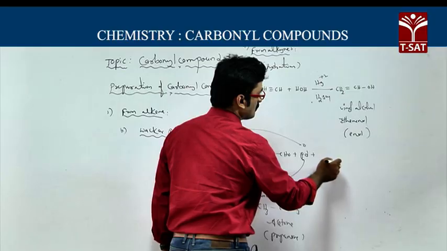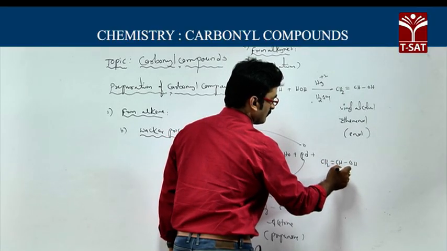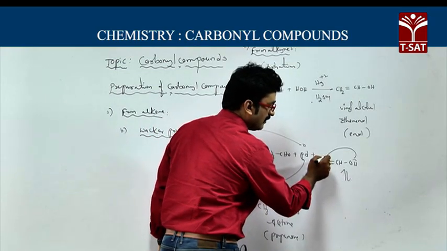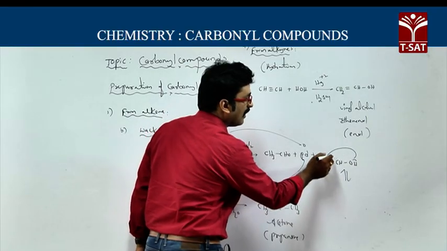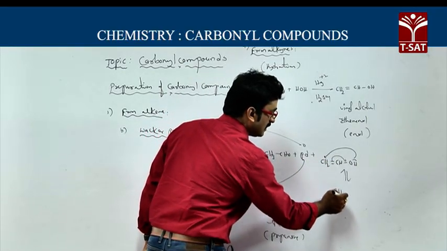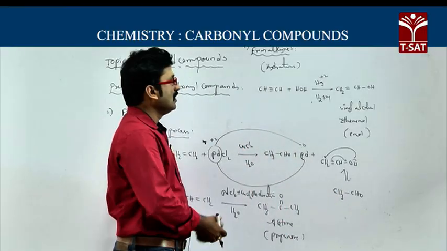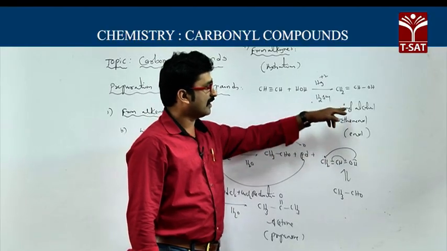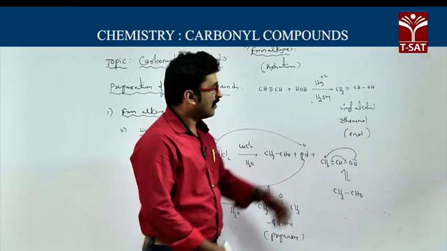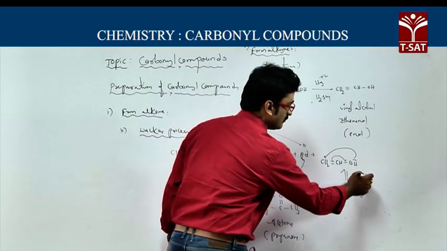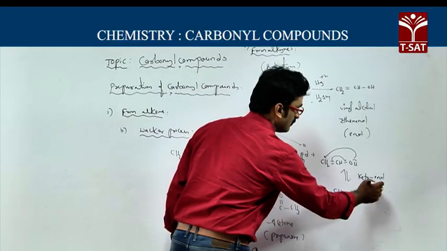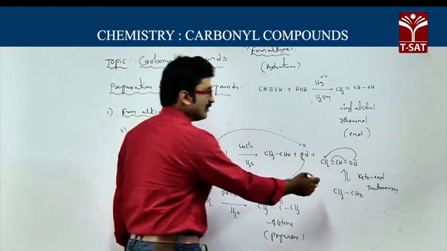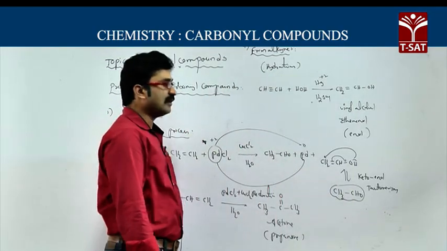Here, CH2=CHOH undergoes tautomerism. In the tautomerism, this hydrogen will come and bind with this carbon, and the pi bond will be shifted like this. So you will get CH3CHO. So acetylene on reaction with water in the presence of Hg2+ and H2SO4 gives vinyl alcohol, and this vinyl alcohol on tautomerism, this is called keto-enol tautomerism, you will get acetaldehyde.